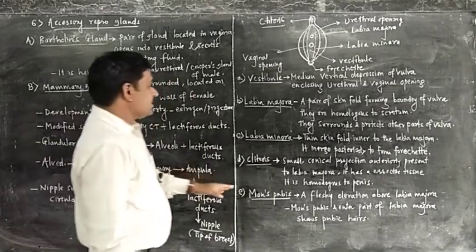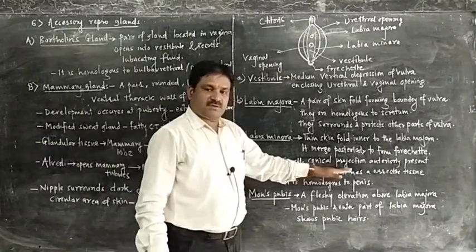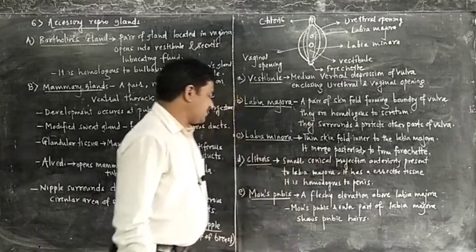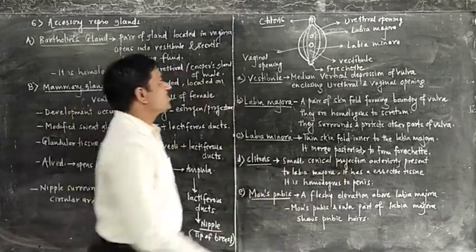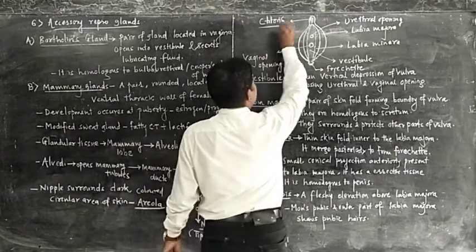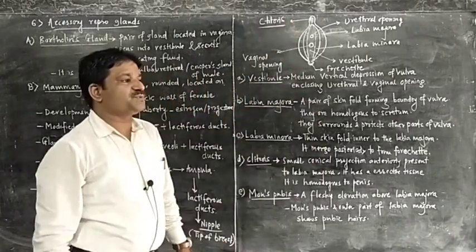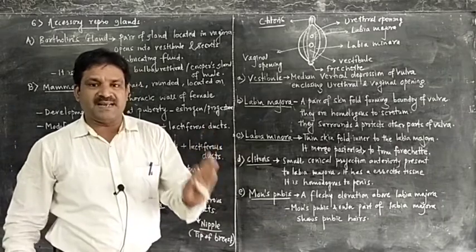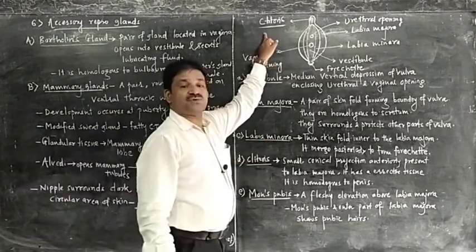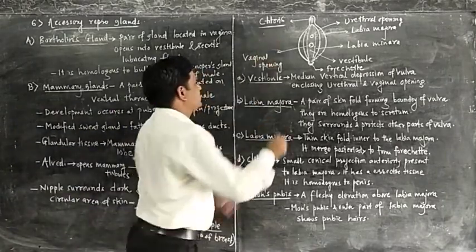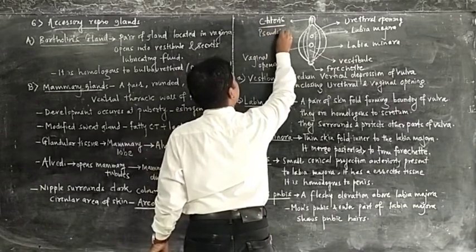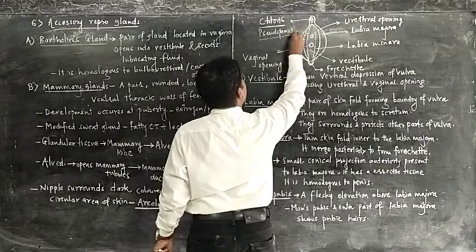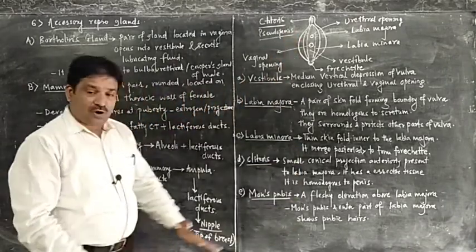This is made up of erectile tissues, and it is homologous to the penis. Clitoris is homologous to the penis of male. That's why clitoris is also called as pseudopenis of female.